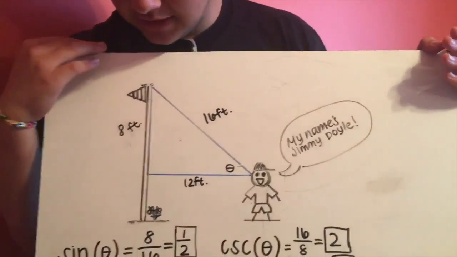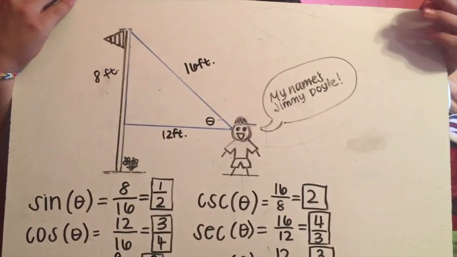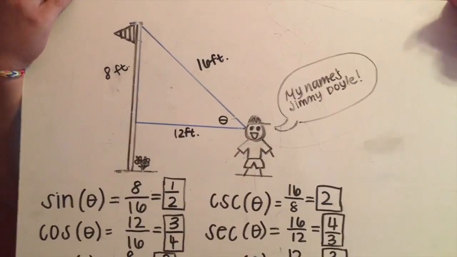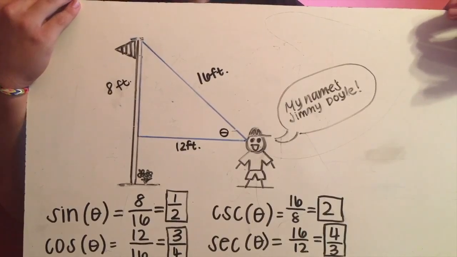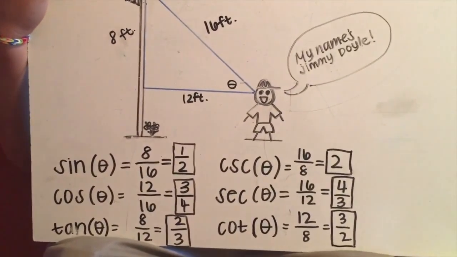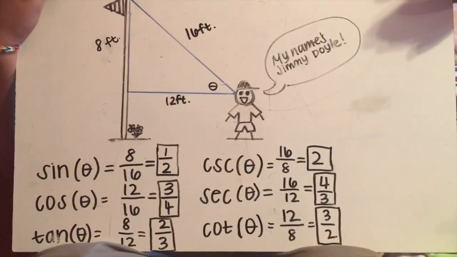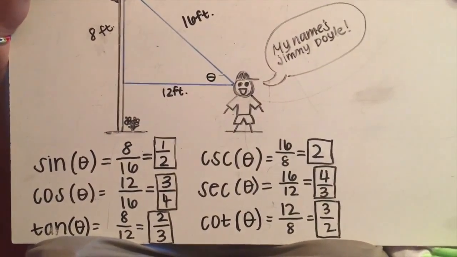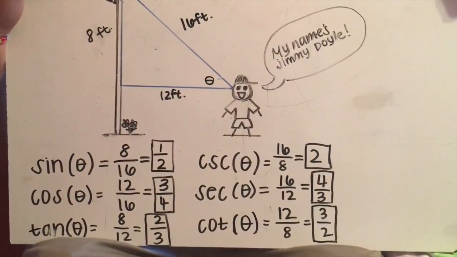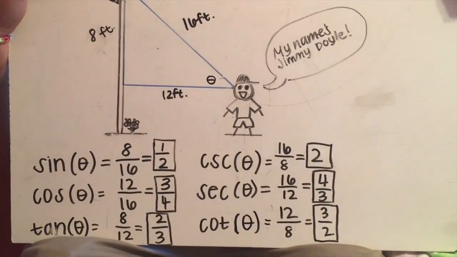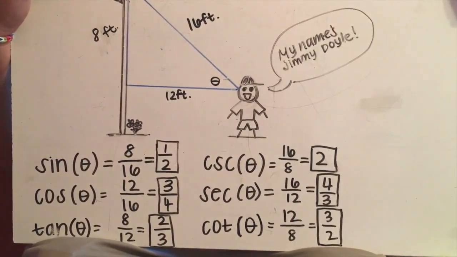To get the cosine of theta would be adjacent over hypotenuse, which would be 12 over 16. And when you reduce it, you'd get 3 over 4. To do tangent of theta, you do opposite over adjacent, which is 8 feet over 12 feet, which is 2/3. The cosecant of theta would just be the reciprocal of sine, which would be 16 over 8, which reduced would be 2. To get secant of theta, it'd be the reciprocal of cosine, which is 16 over 12, which reduces to 4/3. And the cotangent of theta would be 12 over 8, which reduced would be 3 over 2.